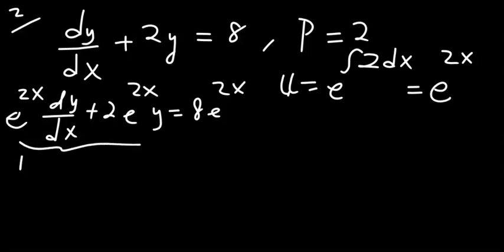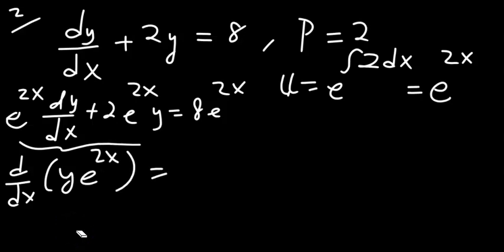The left-hand side can be rewritten in an exact form in the following manner. It is just d/dx of y e to the power 2x. And the right-hand side is 8 times e to the power 2x.